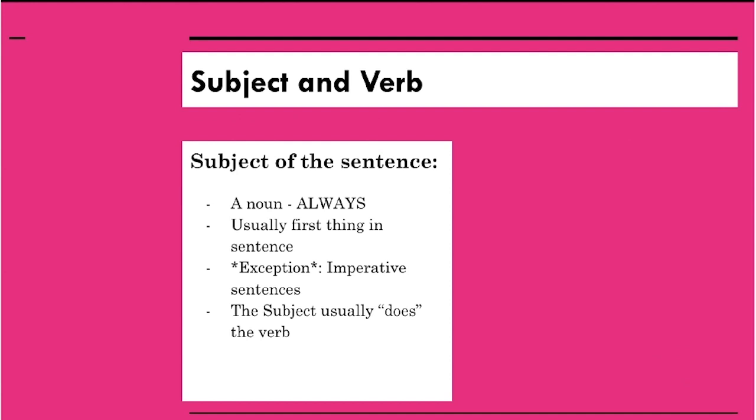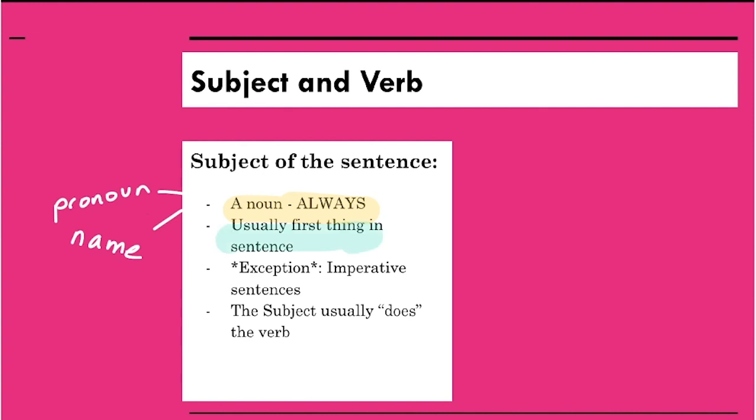What is a subject? The subject of a sentence is a noun, always a noun. Often it might be a pronoun, it might be a proper noun like a name, but it's always a noun. It's usually the first thing in the sentence. In level 5 writing, it will always be the first thing in the sentence. We will not see other sentence types.